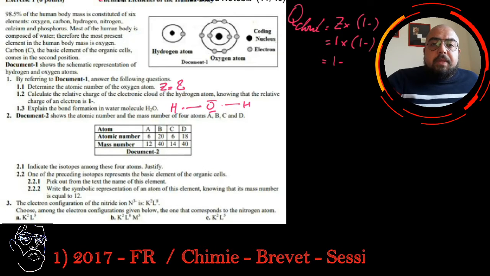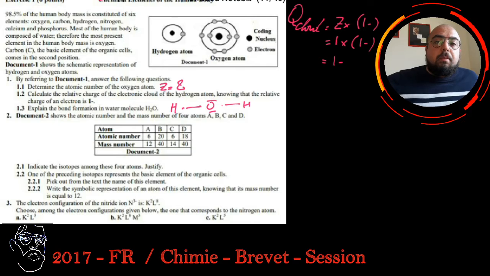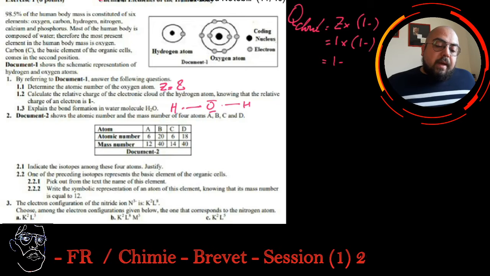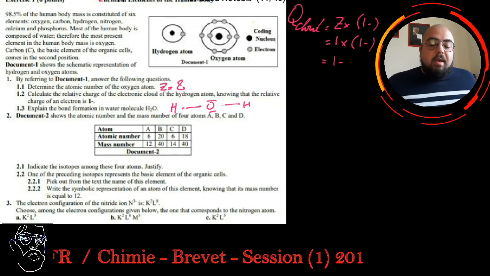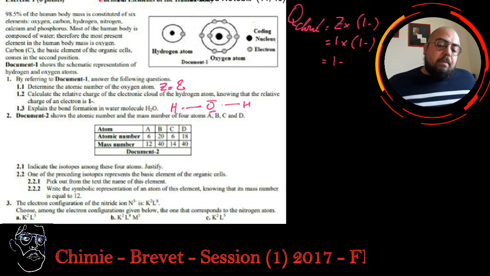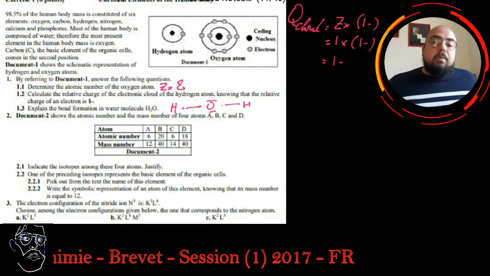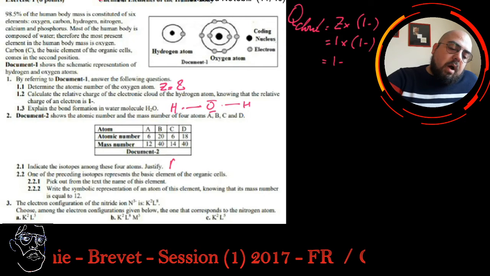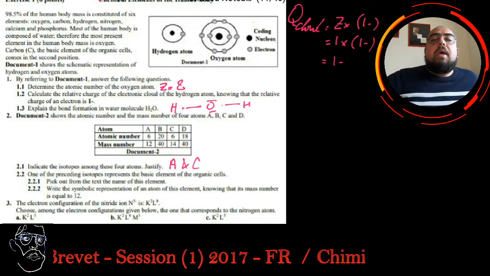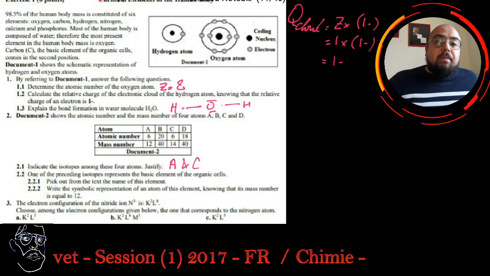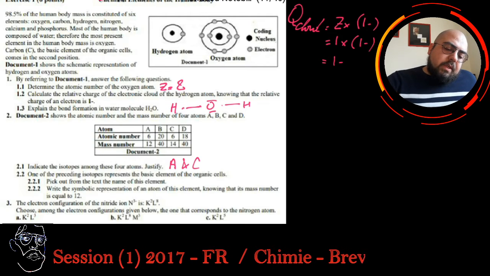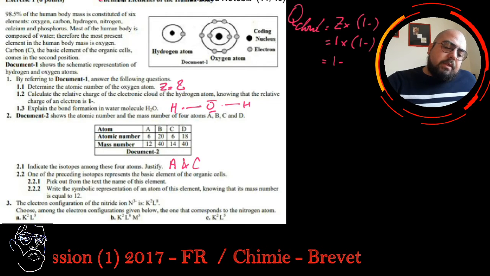So isotopes are elements which have the same atomic number, but the mass number is different. So if you check, the elements having the same atomic number are A and C. A has atomic number 6, C has atomic number 6, while A has a mass number 12 and C has a mass number of 14. So A and C are isotopes. Again, as for justification, you need to say that isotopes are elements having the same atomic number but different mass number.